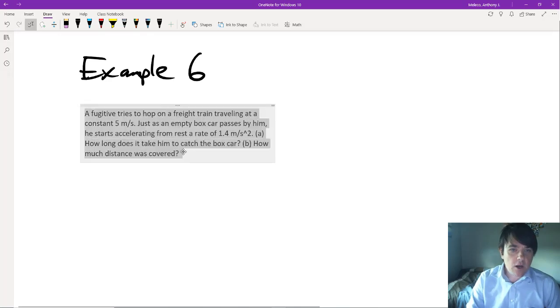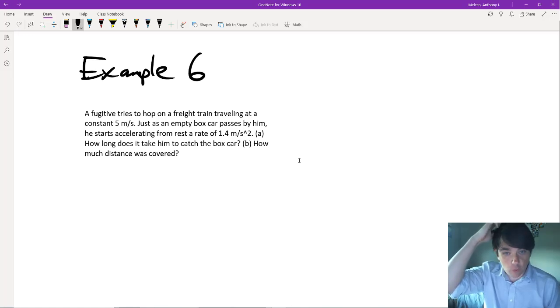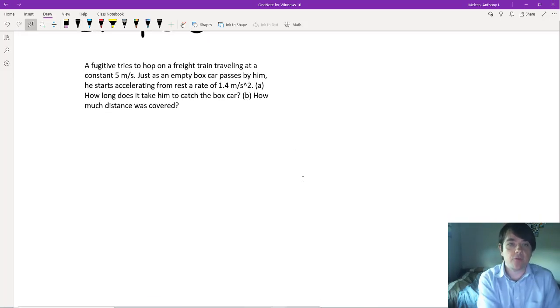A fugitive tries to hop on a freight train traveling at a constant 5 meters per second. Just as an empty boxcar passes by him, he starts accelerating from rest at a rate of 1.4 meters per second squared. How long does it take him to catch the boxcar, and how much distance was covered?